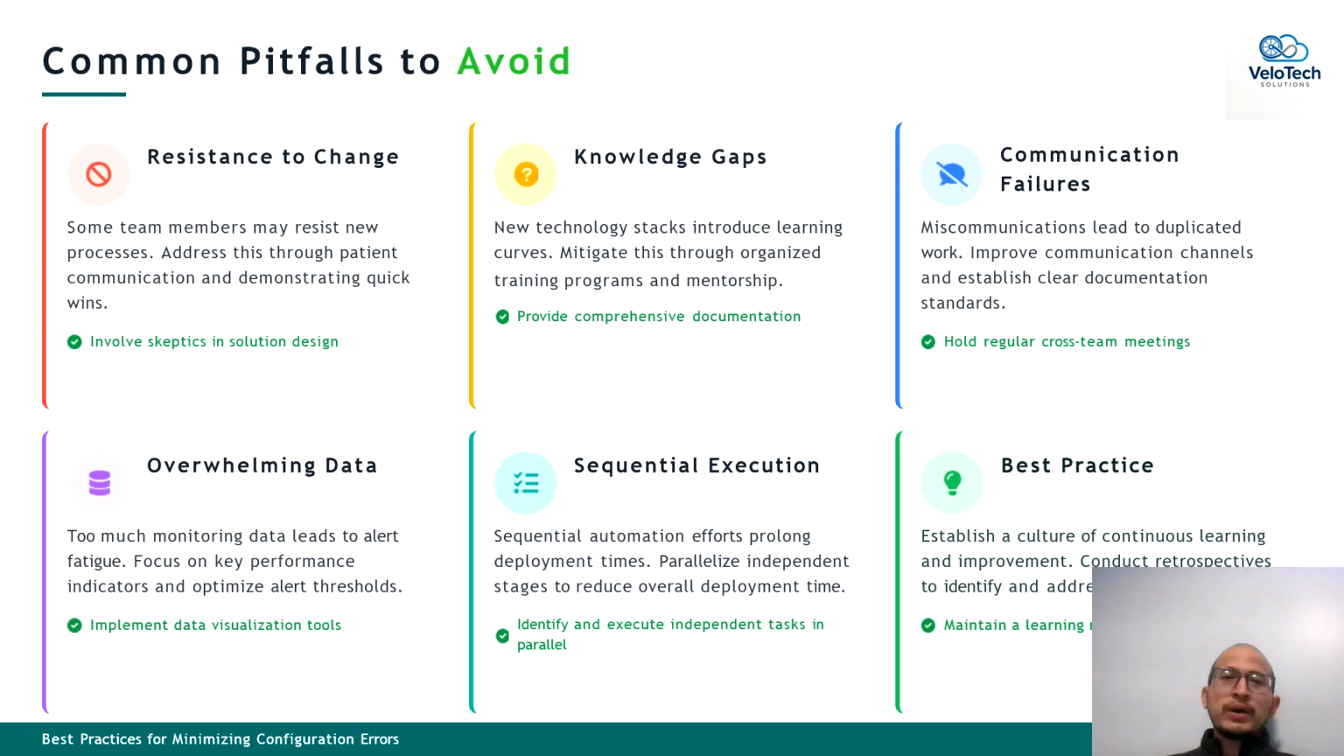Now, let's talk about what can go wrong. DataSphere encountered all of these pitfalls and learned how to address them. Resistance to change is inevitable. Some team members resisted the new processes. DataSphere addressed this through patient communication and by demonstrating quick wins. They involved skeptics in solution design. When people feel ownership, they become advocates rather than resistors.